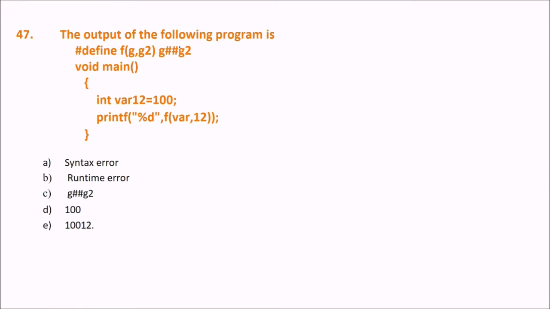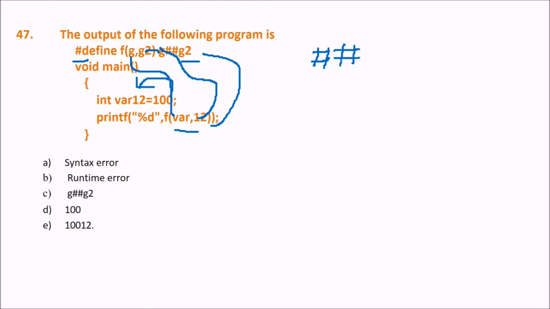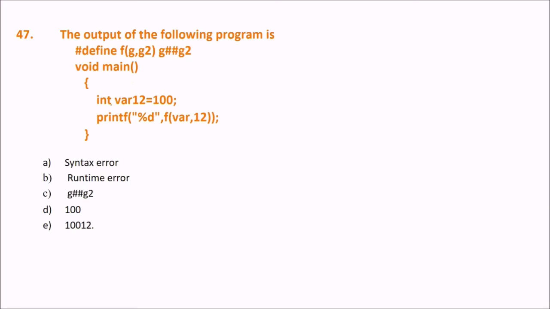Next, the output of the following program: you have a preprocessor directive #define f(g, g2) g##g2, and variable var12 is 100, and then you call this function. That means for g you passed var, and then you pass this 12. So what would be the answer? Can you judge the answer? First of all, what does this hash, double hash mean? This is a basic question here. What does it do?